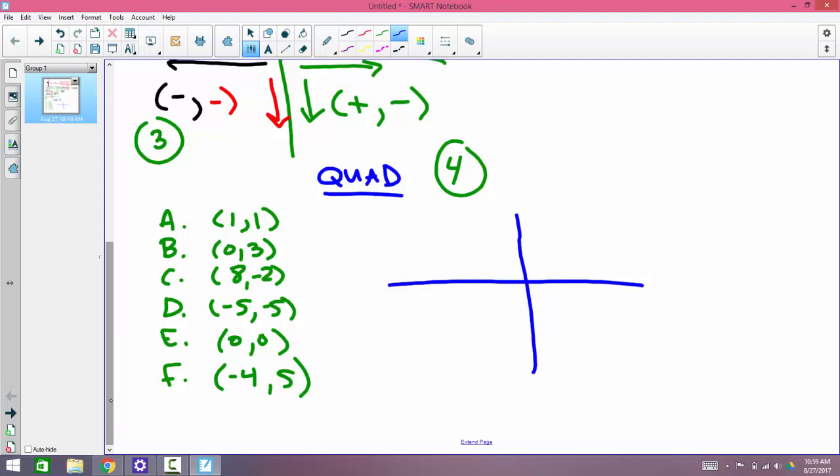Okay, A (1, 1) is going to be right about here. That's in quadrant 1. You can actually label your point with a letter A. B is over 0, up 3. That appears to be between quadrant 1 and 2, but this is not in a quadrant, so we are going to put no quadrant. C, over 8 down 2, is going to be somewhere over here. That is in quadrant 4.